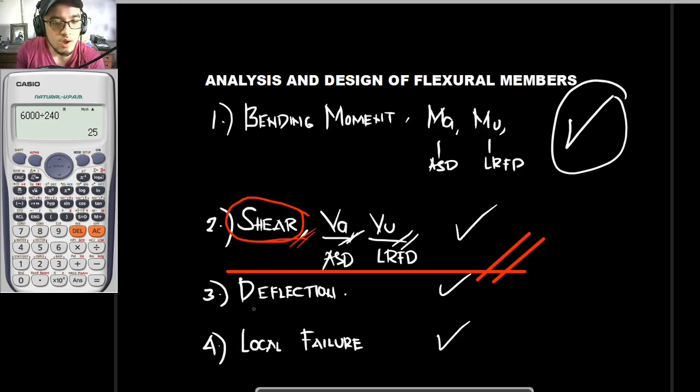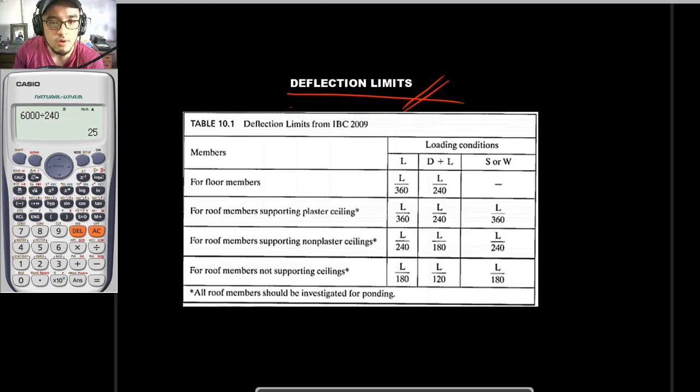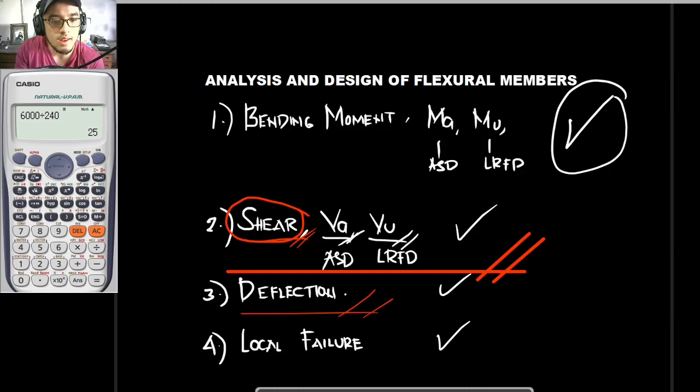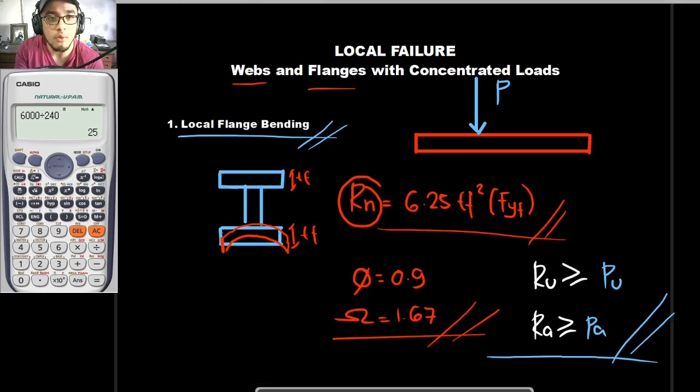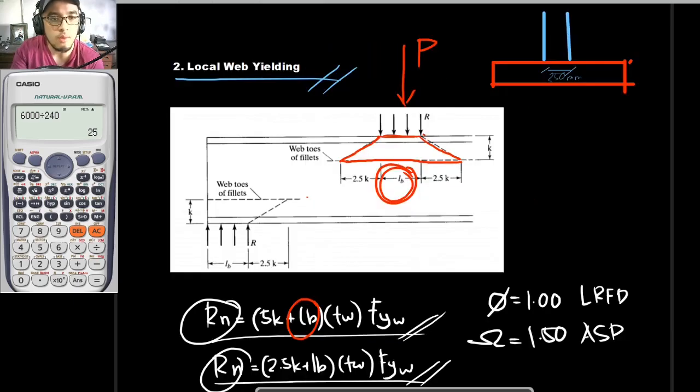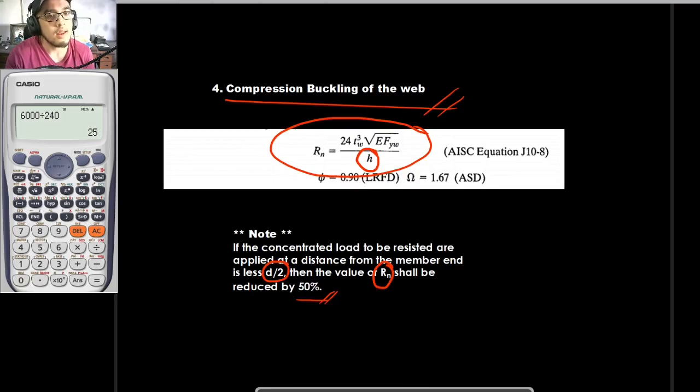Okay, so the third one, i-check nyo yung deflection nyo na dapat hindi siya masyadong malaki with the limiting factor that I have shown to you a while back. Dapat hindi siya lumagpas dito sa mga deflections na yan. And as for the last, yung local failure, so you would be checking this and if you would be having point loads, concentrated loads. Kapag meron kayong ganito, dun nyo i-check ang local flange bending, ang local web yielding, ang web crippling, and ang compression buckling of the web. So, ayan lang yan. Habang nag-iisip kayo ng tanong nyo, may i-explain lang akong isa about CB.